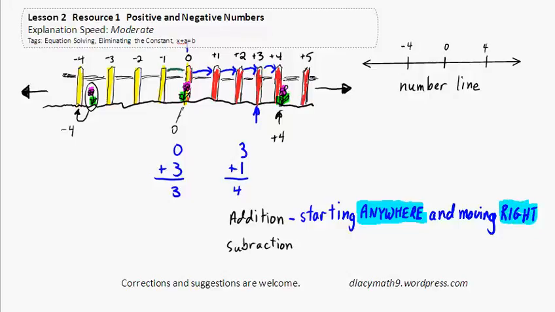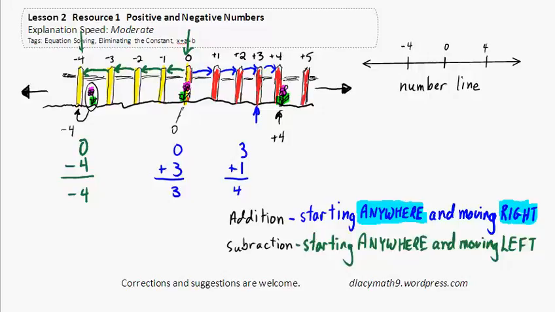Subtraction is moving from anywhere to somewhere else by moving to the left. Here I have moved 4 steps to the left. That is like starting at 0. Moving to the left means -4, and my answer is -4. That's the basic starting point. So subtraction is starting anywhere on the number line and moving left.